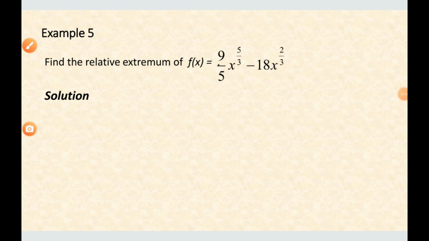Okay, now we continue with example 5. Find the relative extremum of f(x) equals 9 over 5 x to the power of 5 over 3 minus 18x to the power of 2 over 3.